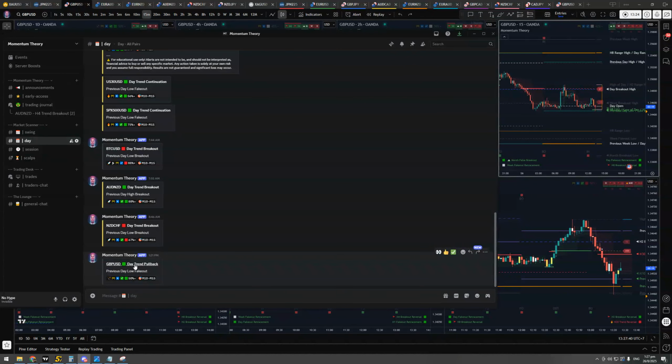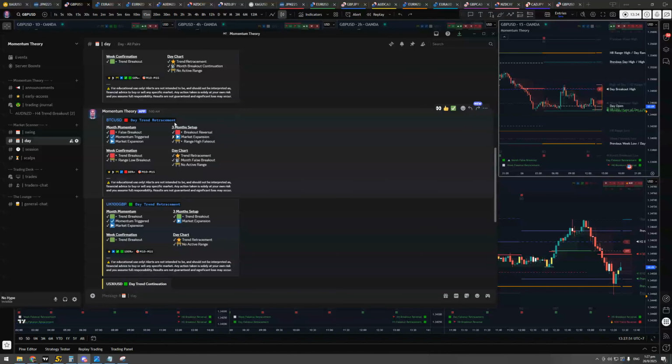Got that GBPUSD day trend pullback. Know exactly which setup I'm looking for and what happened. We had a previous day low fake out, quick buy sectional here, and I know which time frame I'll be looking at. So this lets me know when we have trend retracements, and this is all pulled from the momentum theory, which will be out very soon. So still working this out.